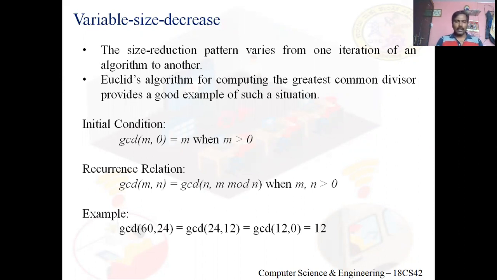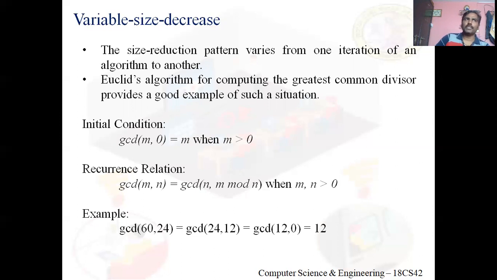I'll explain it through a very interesting algorithm named the Euclidean algorithm. Hope you might have covered this algorithm already. If not, let me explain it. This is a very important algorithm to compute GCD, greatest common divisor. So variable size decrease, I said what I said.